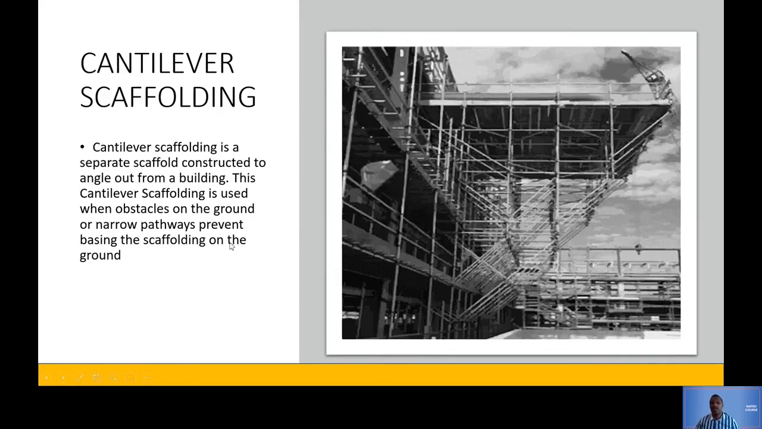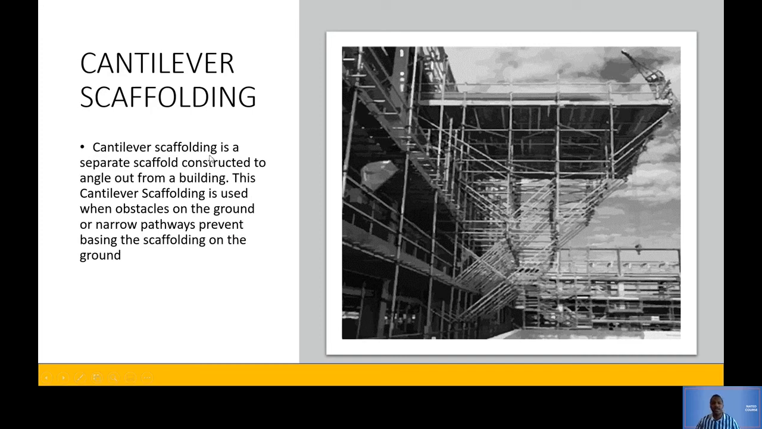All right, now let's talk about the next type of cantilever scaffolding. As you can see from the picture here, the cantilever is this member here. You can see the cantilever here. And then the scaffolding goes under the cantilever.